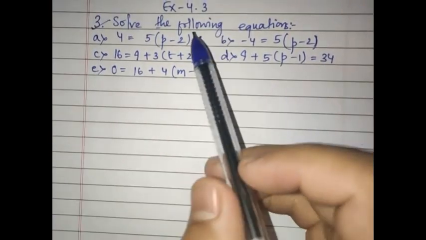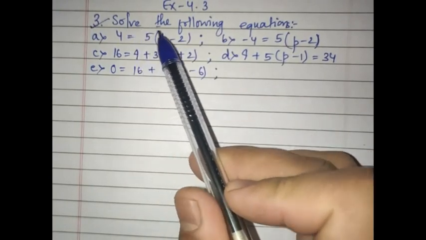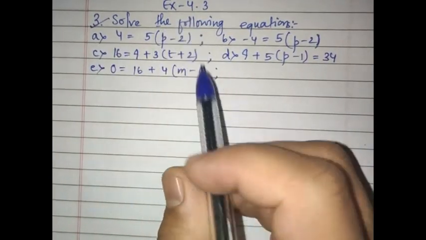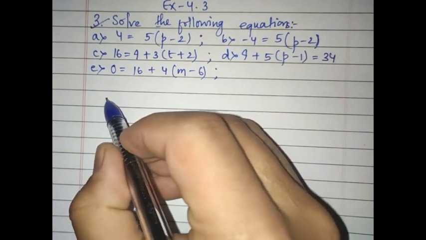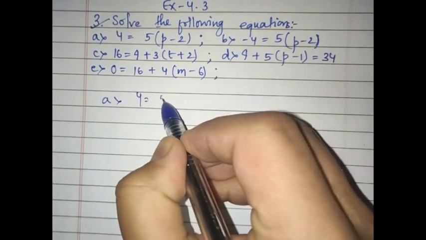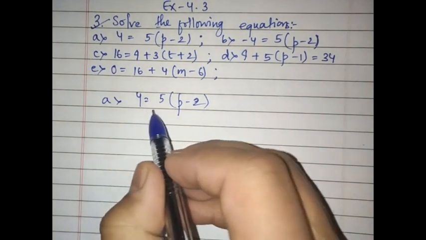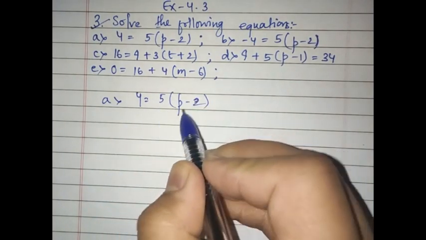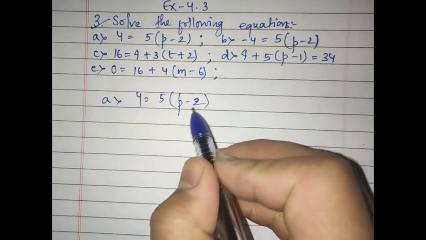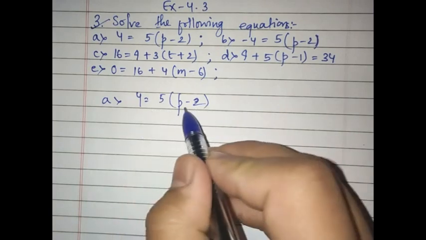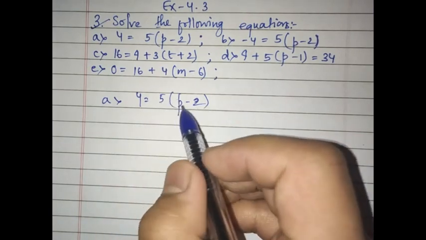Here we have question number 3 from exercise 4.3. The question is: solve the following equations. Similar is the question. Number A: 4 is equal to 5(p minus 2). Here you can remove the bracket and multiply, or you can divide both sides by 5, to remove this 5.